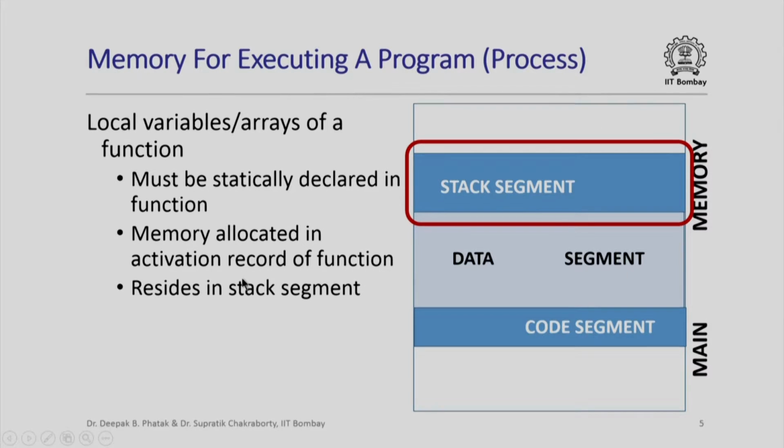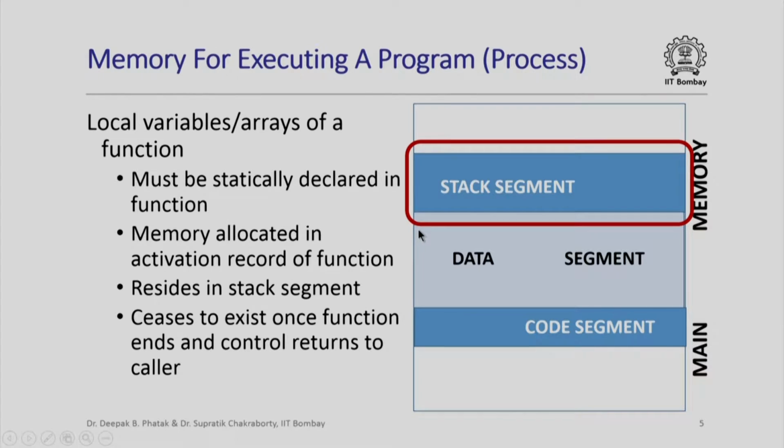And since the activation record gets pushed into the call stack, and the call stack resides in the stack segment, all of this memory allocated for local variables and arrays really resides in the stack segment. Once the function ends and control returns to the caller, the entire activation record is freed. So all of these local variables and arrays also cease to exist once the function returns control to the caller.